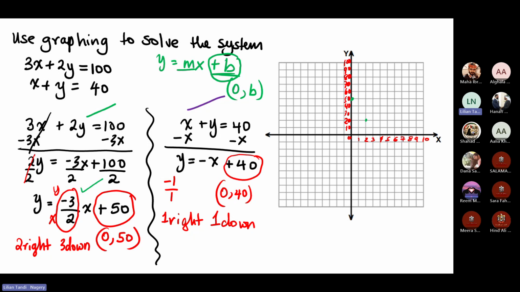Yes or no? Yes, Miss. Okay. Now, according to the slope of the green line, it says 2 right, 3 down. I went 2 boxes to the right, 3 boxes down. 2 boxes to the right, 3 boxes down, until I finish.